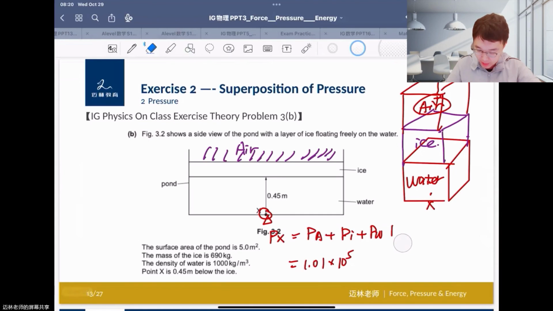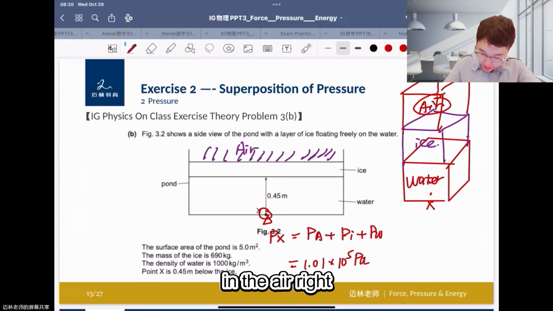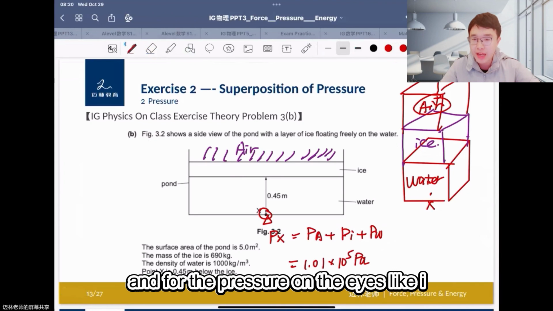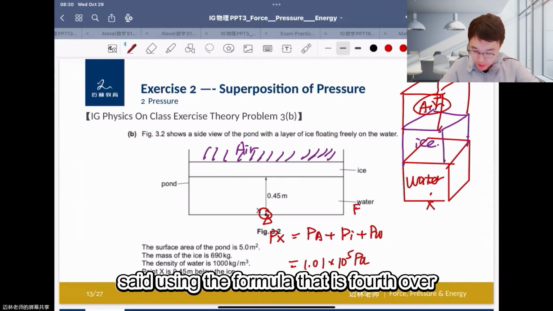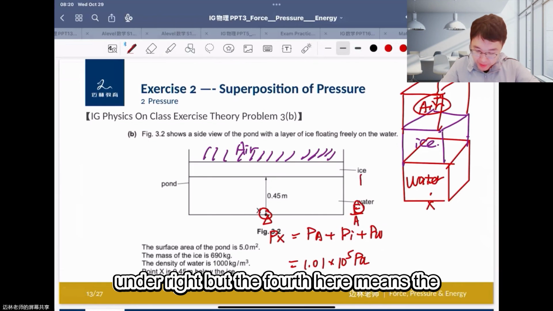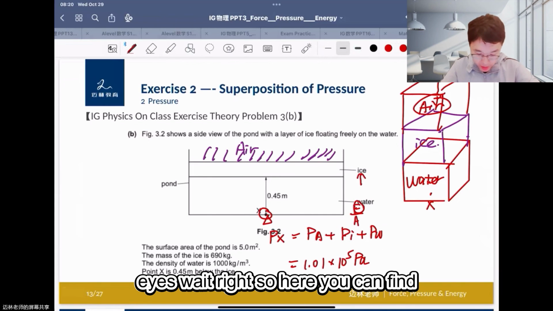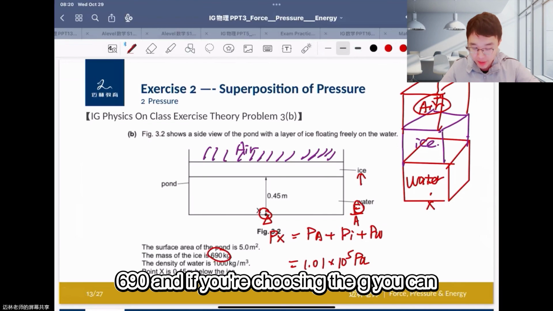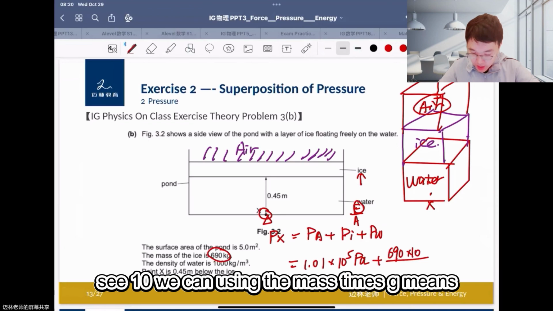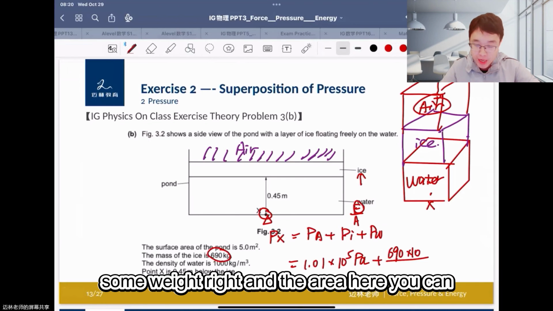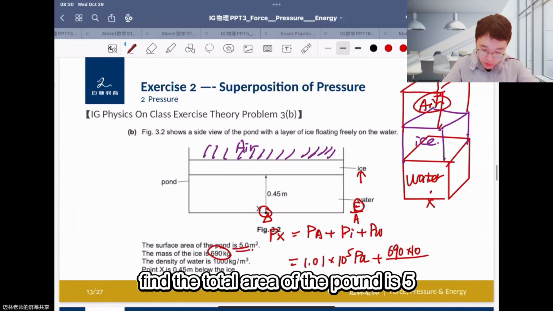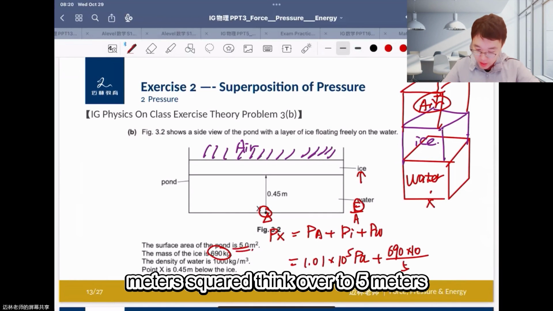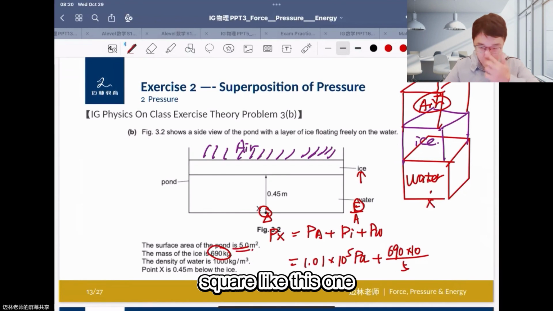This is the pressure in the air, right? And for the pressure of the ice, like I said, using the formula force over area, the force here means the ice weight, right? Here you can find we have an ice mass of 690, and if you choose g equals 10, we can use mass times g to get the weight. And the total area of the pond is 5 meters squared, so you divide by 5 meters squared, like this.